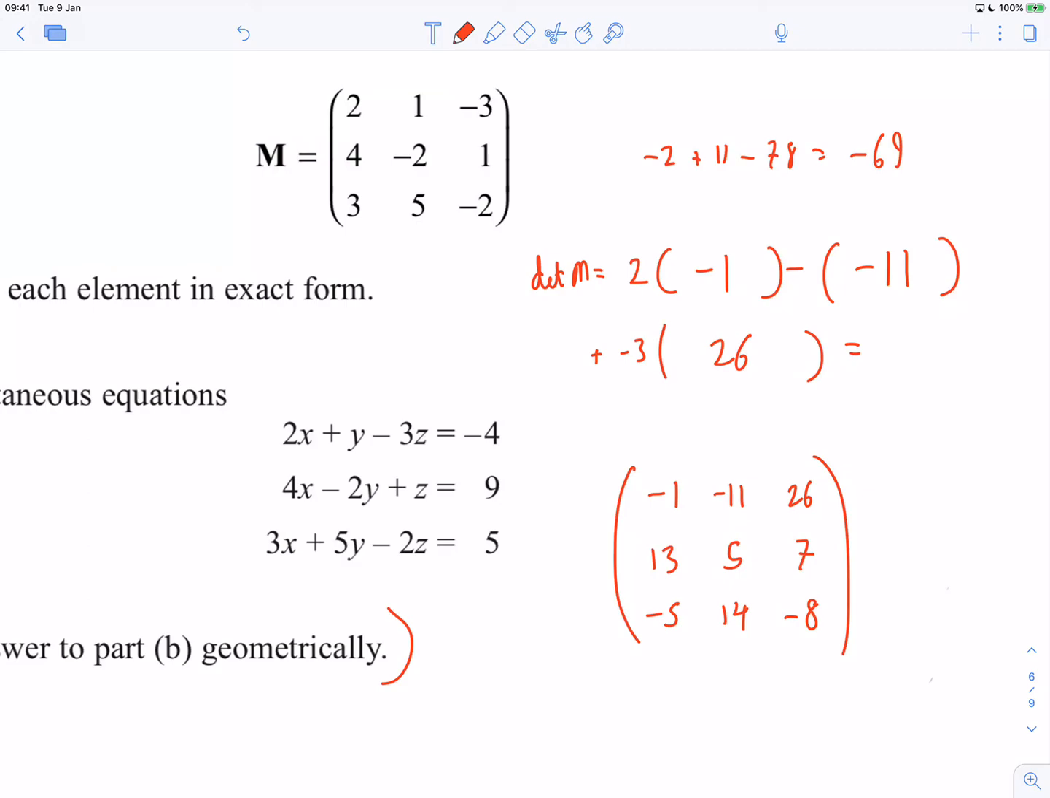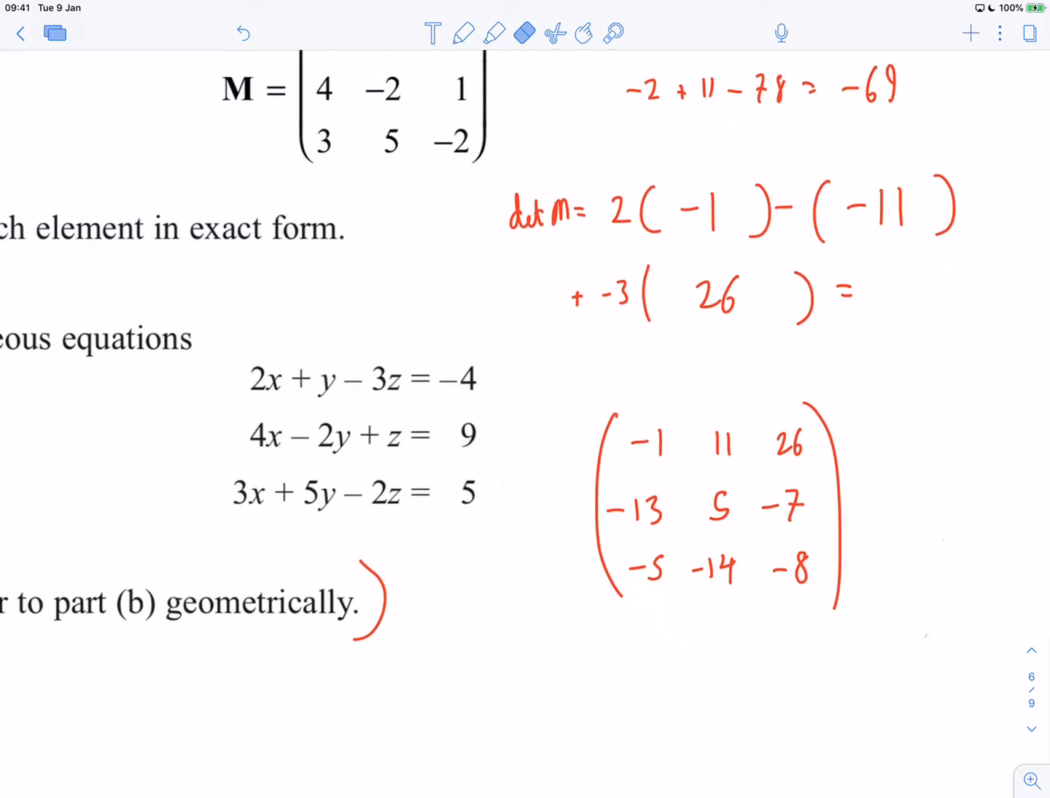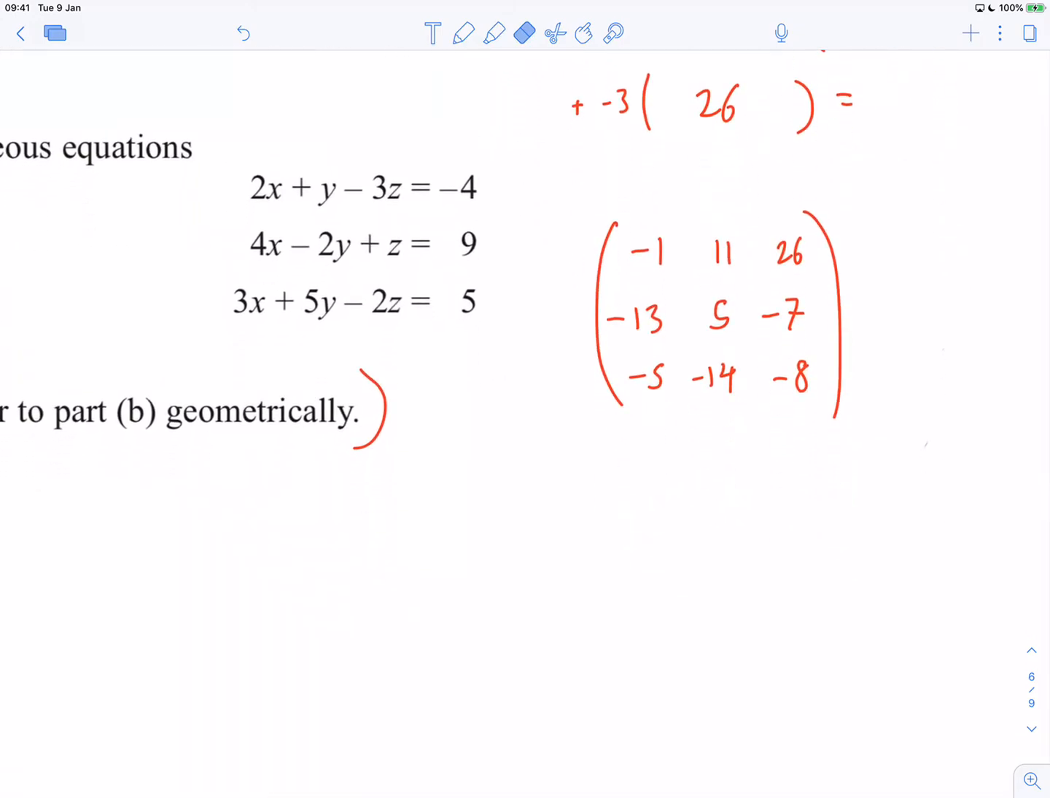Okay. So I've got my matrix of minors. I need to alternate signs, so that becomes plus, minus, plus, minus, plus, minus, plus, minus, plus. Okay, so nothing really changed apart from the 11. And now I need to transpose it, so the -1, -1, 5, -8 stays the same. That's -13, that's 11. That's -5, the 26 flops over. This is -14, this is -7.